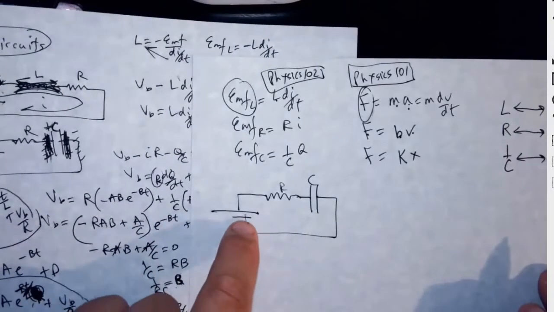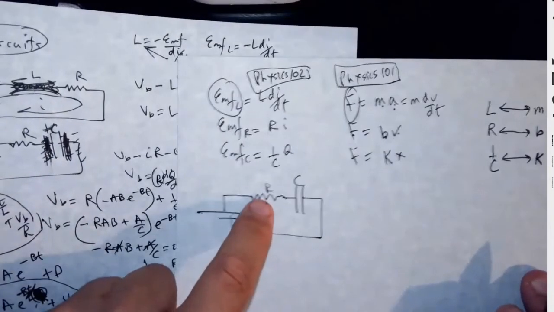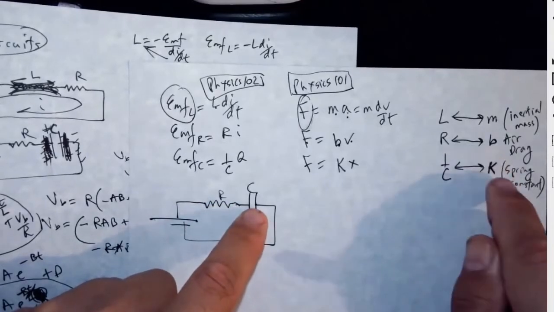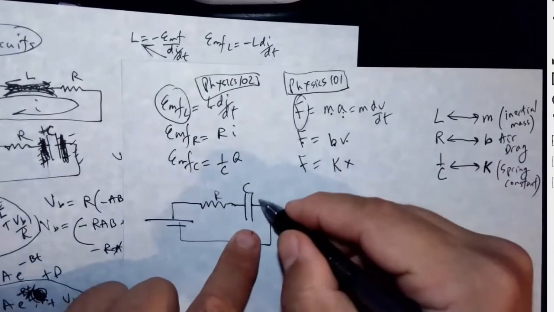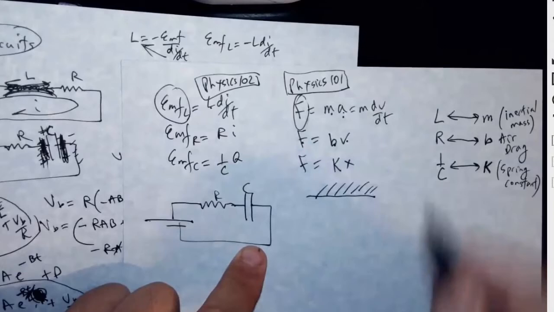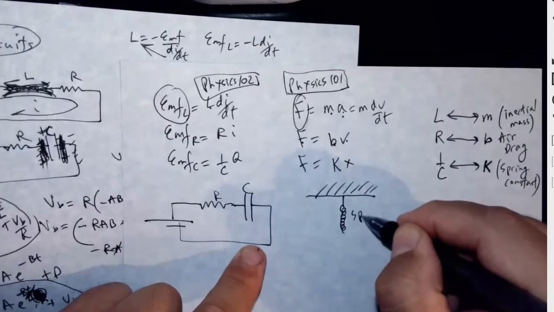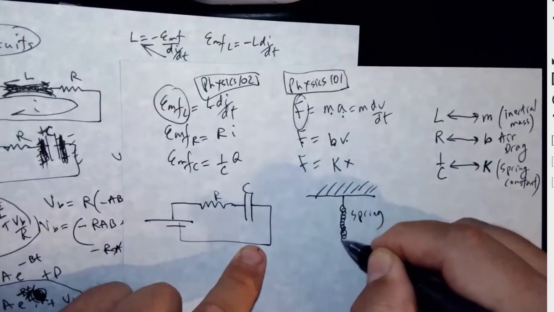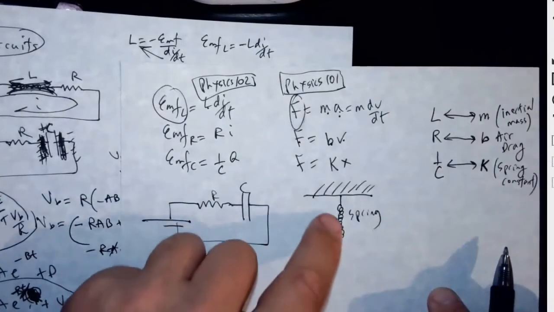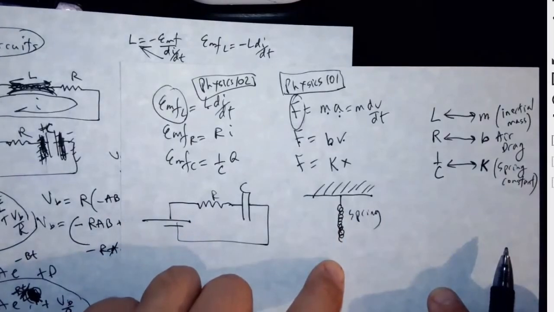Okay, a battery is like having gravity, right? A resistor is like having air friction, and a capacitor is like having a spring. So the physics 101 equivalent of this problem would be to take a wall, hang a spring from the wall, and analyze what's going to happen, because gravity is going to cause the spring to stretch, right?